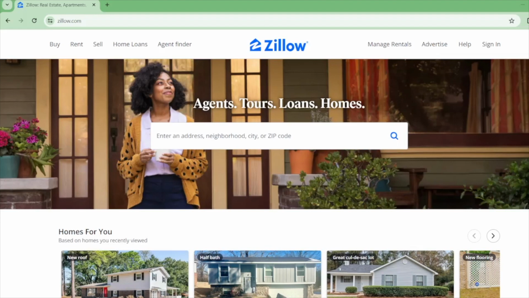So the first thing that we have to do before we start looking for a property is to establish an address, a neighborhood, city, or zip code. So where are you looking for properties? For this exercise, I'm going to be looking in a town called Mobile, Alabama.